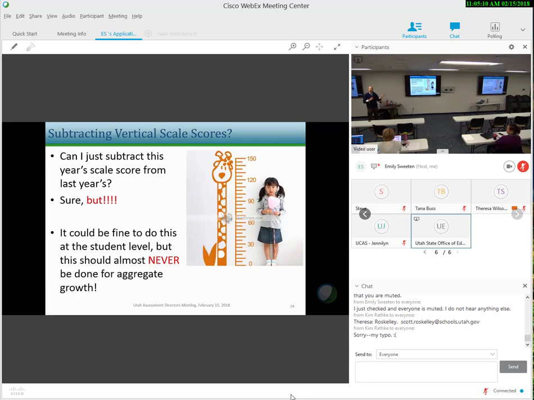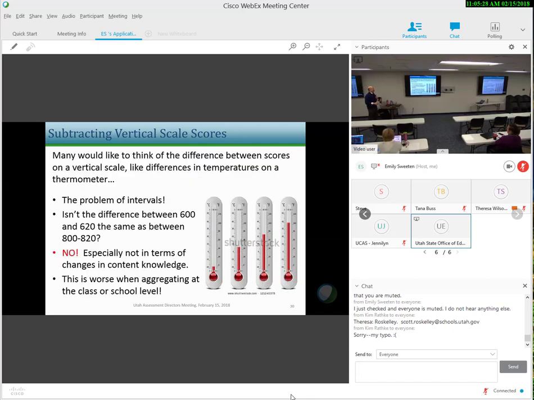So reporting it with some context, it's going to get reported because the parents could do subtraction, and they have the multiple years on the reports, or they save the reports. But I will explain why I would argue it should never be done for aggregate growth, like characterizing teacher performance. So we would like to think of the difference between scores on a vertical scale like differences in temperature on a thermometer. And this is what we call the problem of intervals.